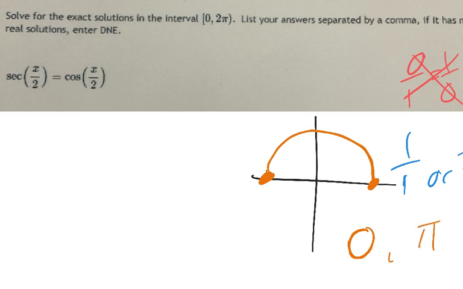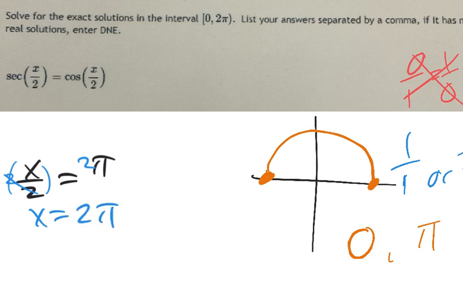But those are not my answers, because I need this angle to be 0 and this angle to be pi, but this angle is x over 2. So I need x over 2 to be pi. Which means what does x need to be? Times 2. So x equals 2 pi.